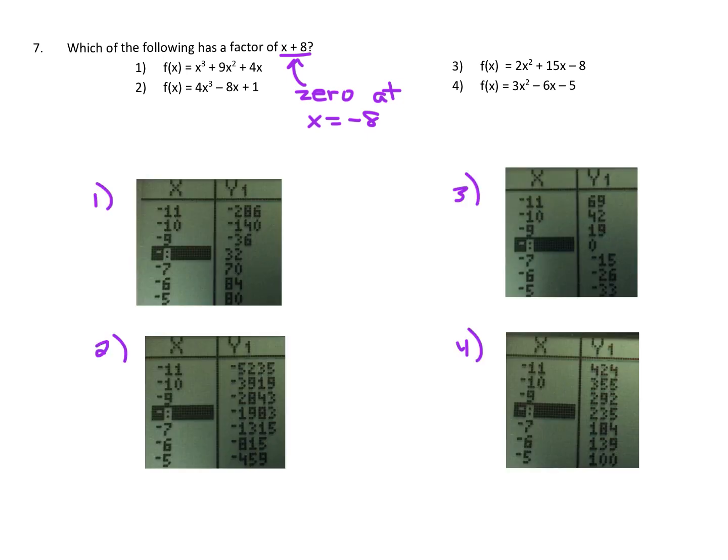Okay, so what I did here was I graphed each one of these functions in the graphing calculator one by one, and I went to the table of values and I wanted to see which one had a 0 at x equals negative 8. So you can see choice 1 at negative 8, the y value is not 0. Same thing at choice 2. Now if you look at choice 3, when x is negative 8, the y value is 0. So what that means is choice 3 has a 0 at x equals negative 8, meaning that we have a factor of x plus 8. So choice 3 is going to be our answer.